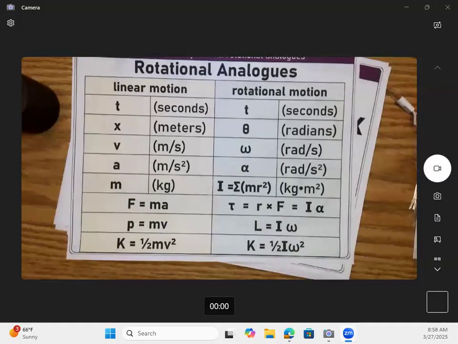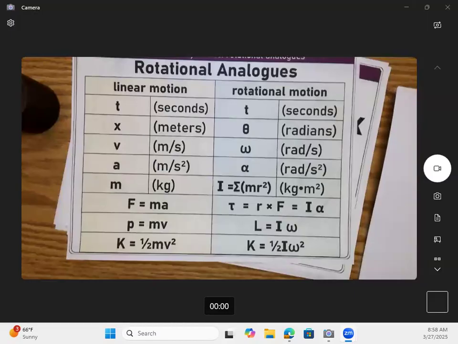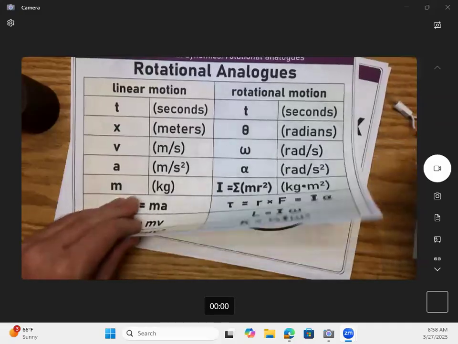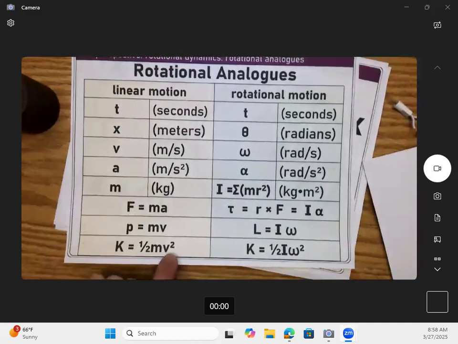Is energy a vector or a scalar? It's a scalar. So if you have something rotating clockwise versus counterclockwise, do they both have a positive kinetic energy? Yep, they sure do. You guys get all these?